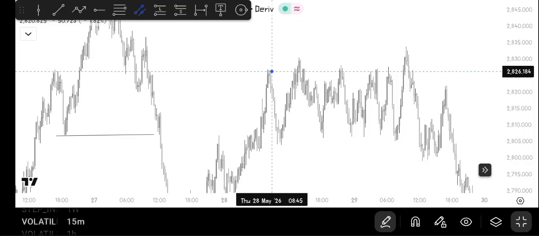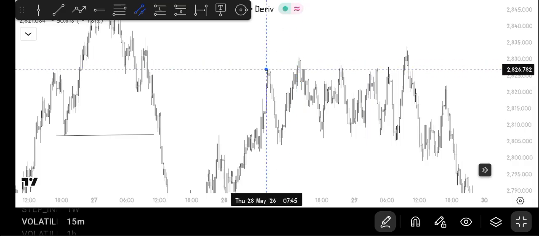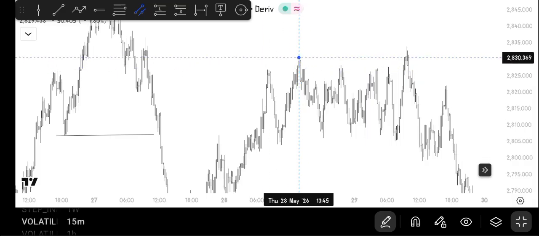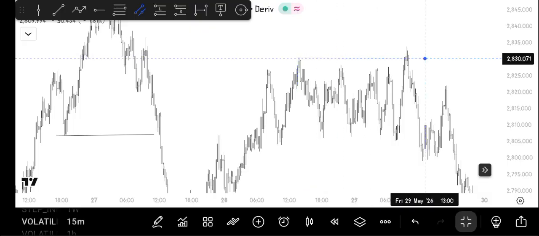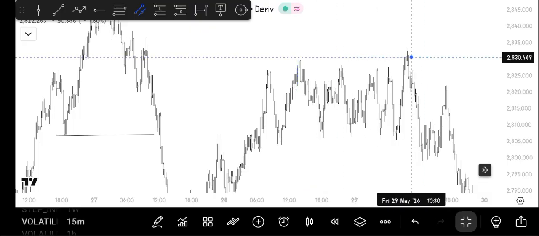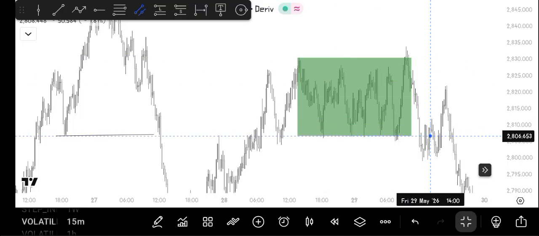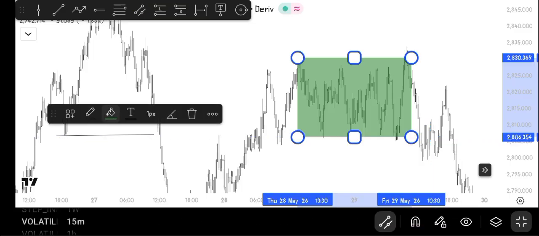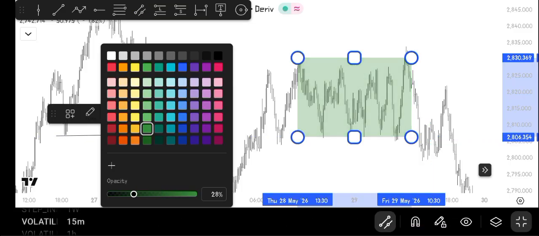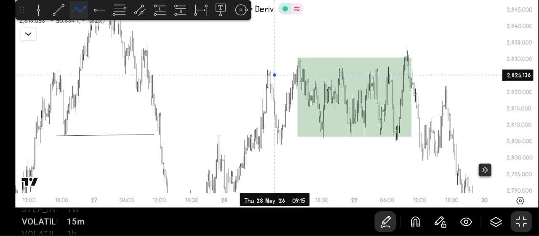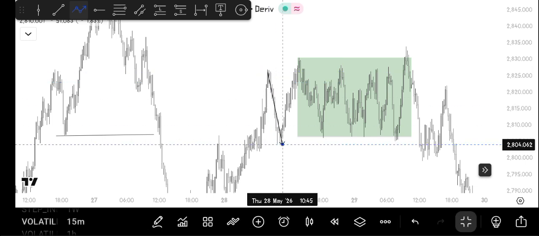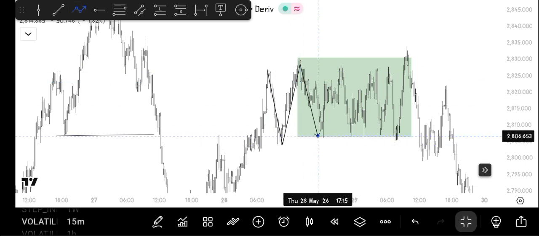After this, let me mark this complete consolidation. This was the highest point I marked. So this was the highest point, and I'll show you something. So this was the whole consolidation. Let me reduce it. So this was the consolidation, because this was our last low and high. Then price started giving us the bounce.